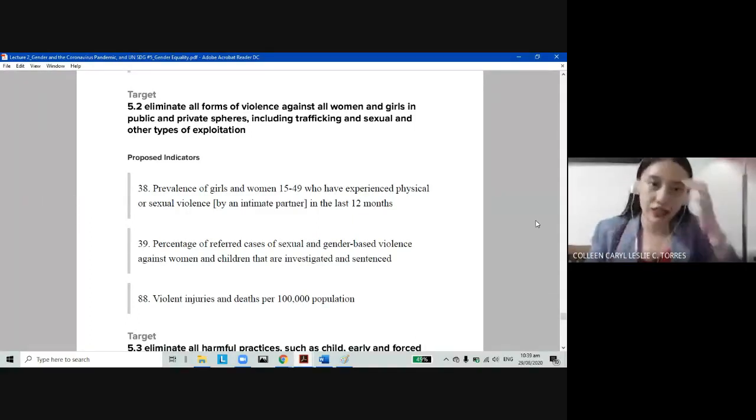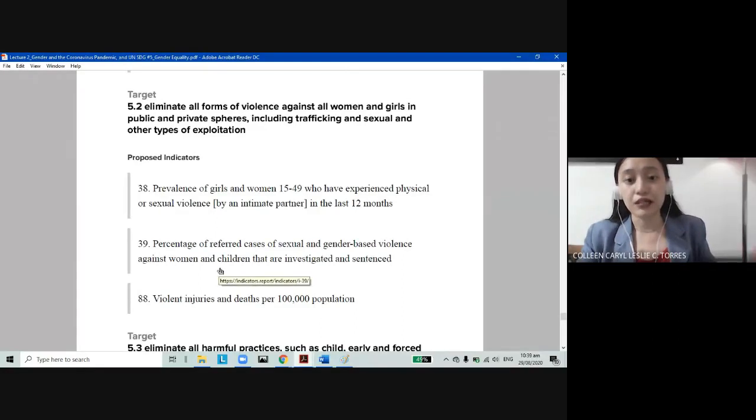in those levels. Then violence against women and girls, to eliminate these forms of violence, including sex trafficking and sexual and other types of exploitation. To measure that, the measurement would be on the decrease of the prevalence of girls and women who have experienced physical and sexual violence. This will be reported. And the percentage of referred cases of sexual and gender-based violence against women would be investigated and sentenced.